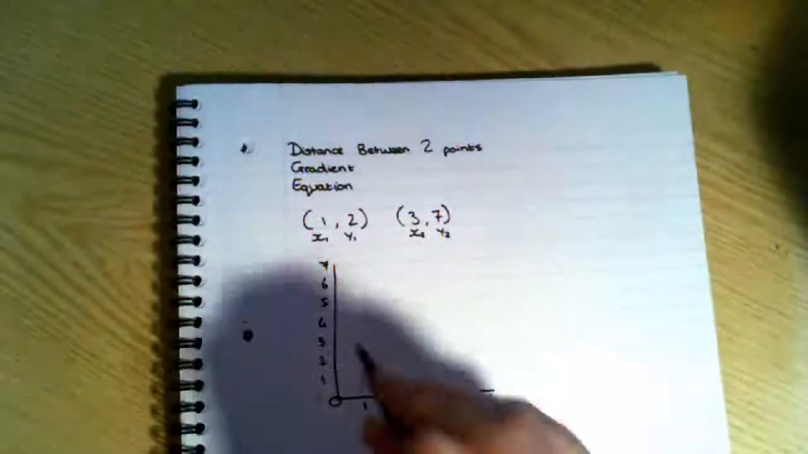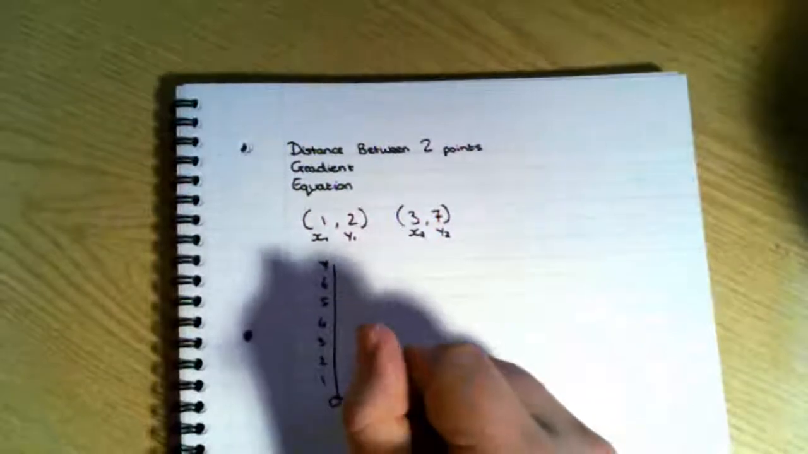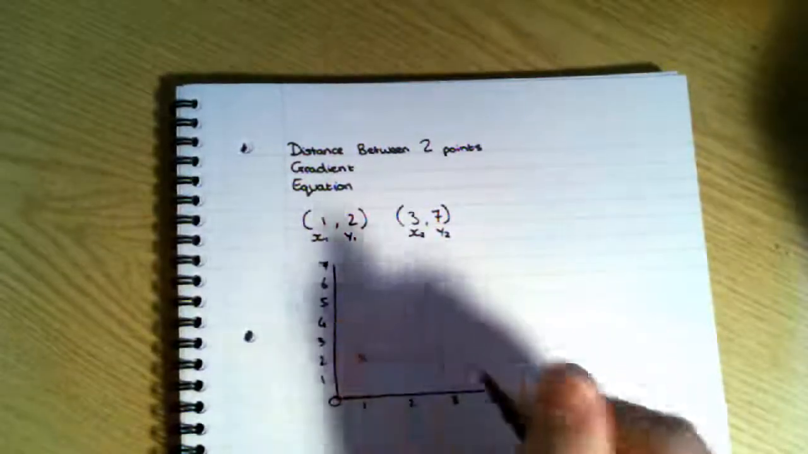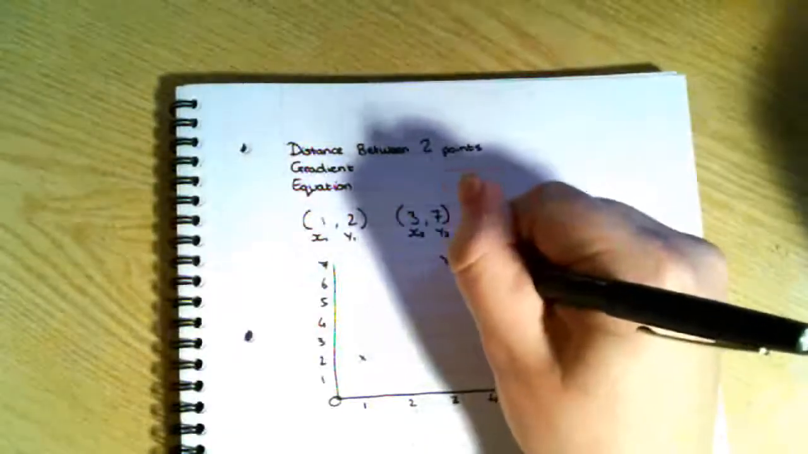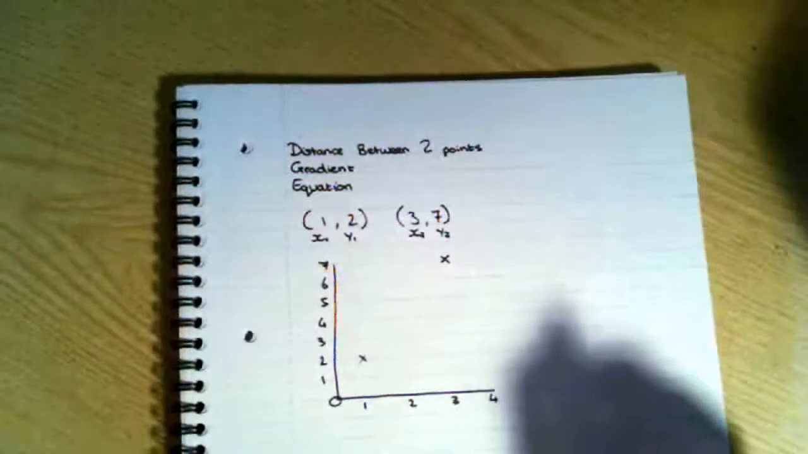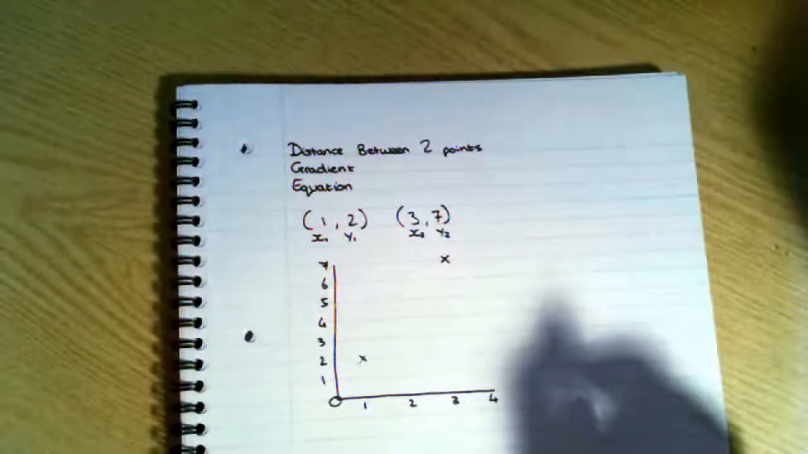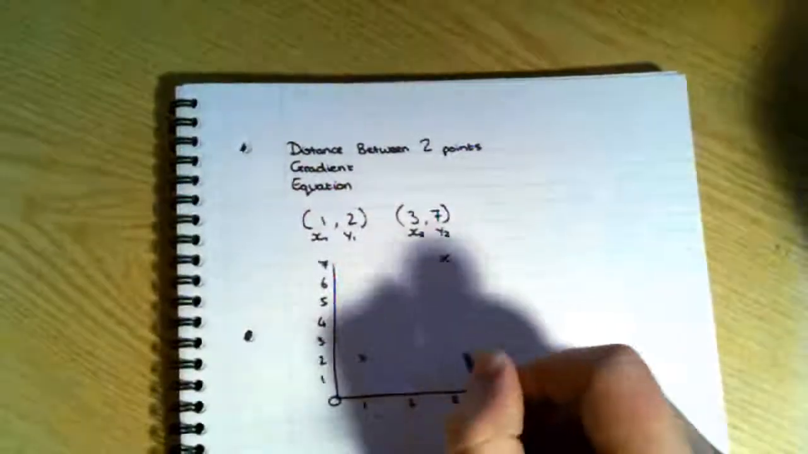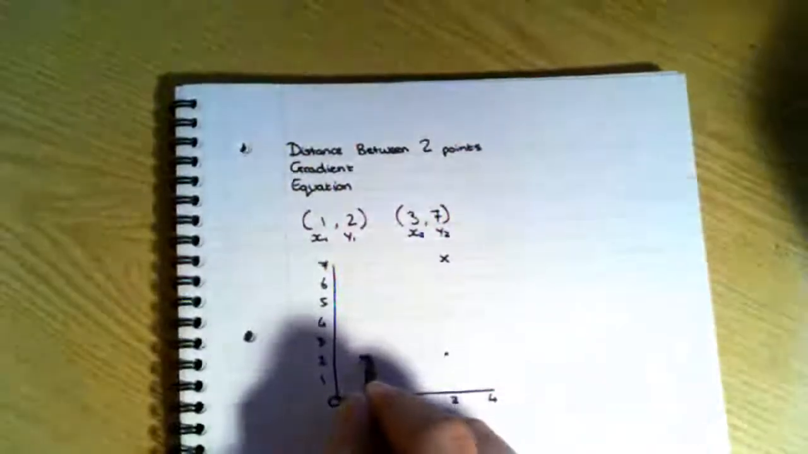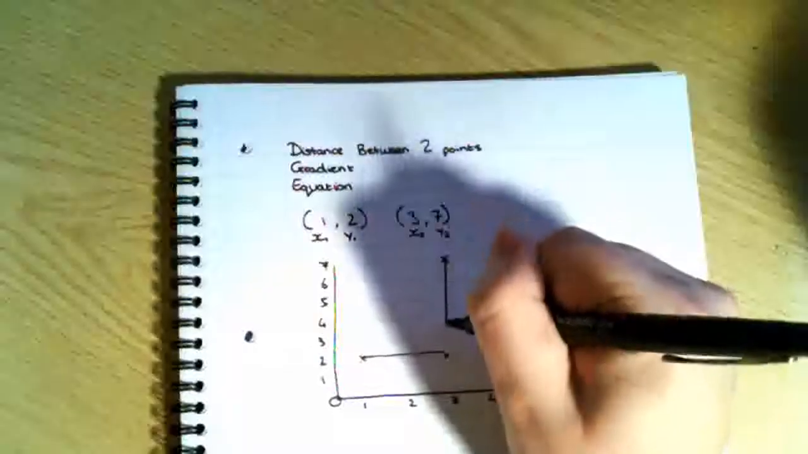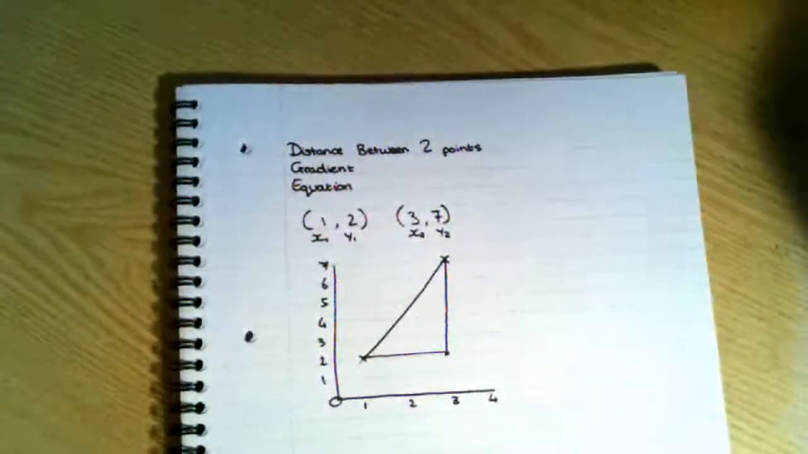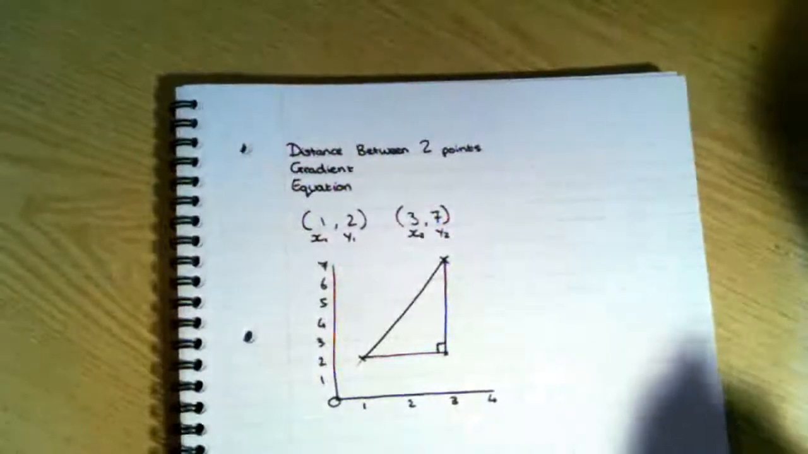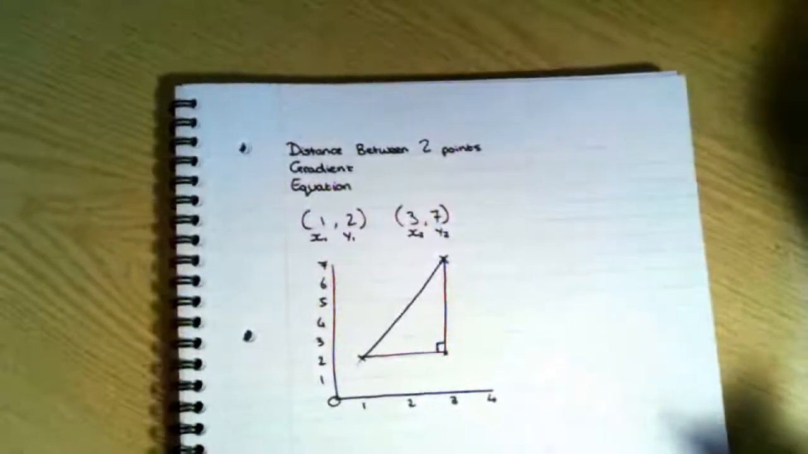So 1 and 2. There's 1 in and 2 up, and 3 and 7, so it's 3 there and 7 up. Now what I do is make a triangle. You'll need to do this to actually find the distance between the 2 points. So put a dot there, draw across, draw down again. Now you have a triangle. Right angle triangle even.